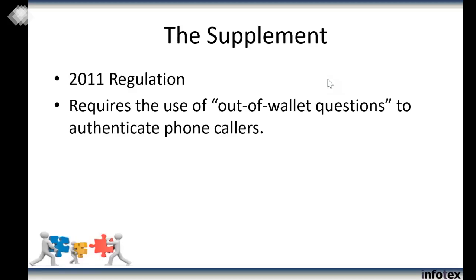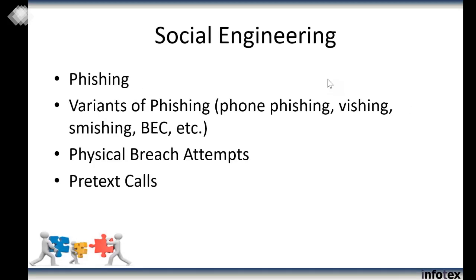So, back in the year 2011, a new guidance came out that your information security officer had to get his or her arms around. And part of that guidance required the use of out-of-wallet questions to authenticate phone callers. And the reason why is because what the federal government, who writes these guidances, was noticing is that pretext calling, or the act of calling a financial institution and asking for information that the person should not be getting, was starting to rise as a valid social engineering attack vector.